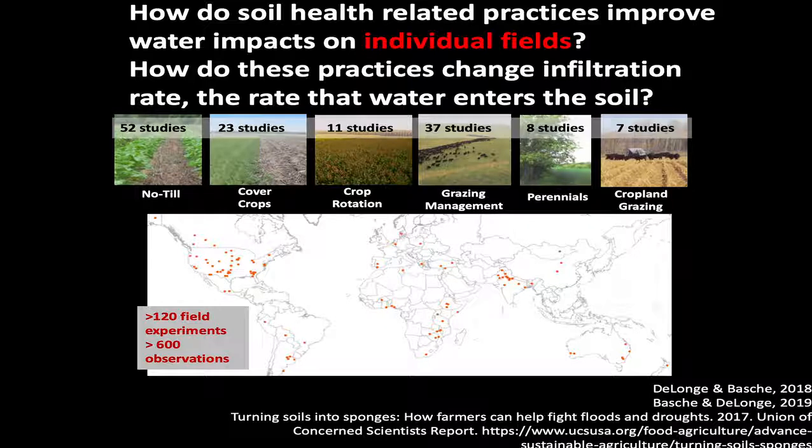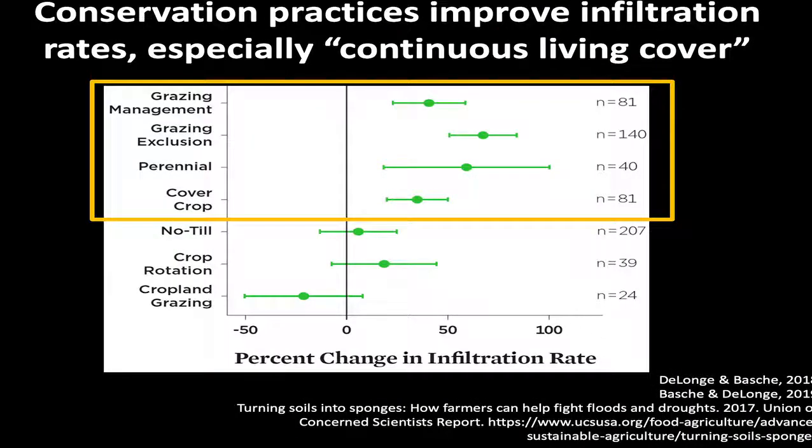And so what we did, it's a little hard to see with the map on this slide, but we found from published research over 120 field experiments and 600 paired observations. So really a big database that we built to try to look at different practices and how effective they were at increasing infiltration rates.